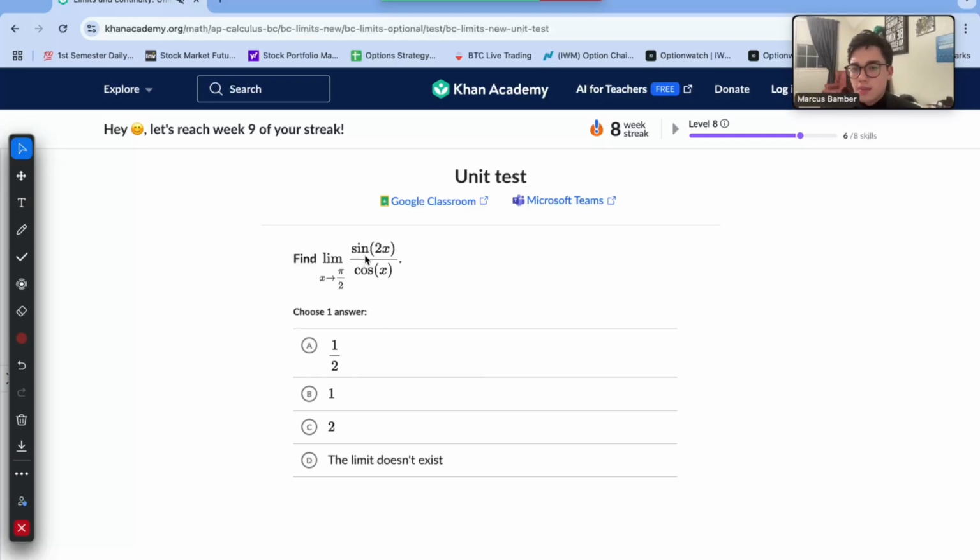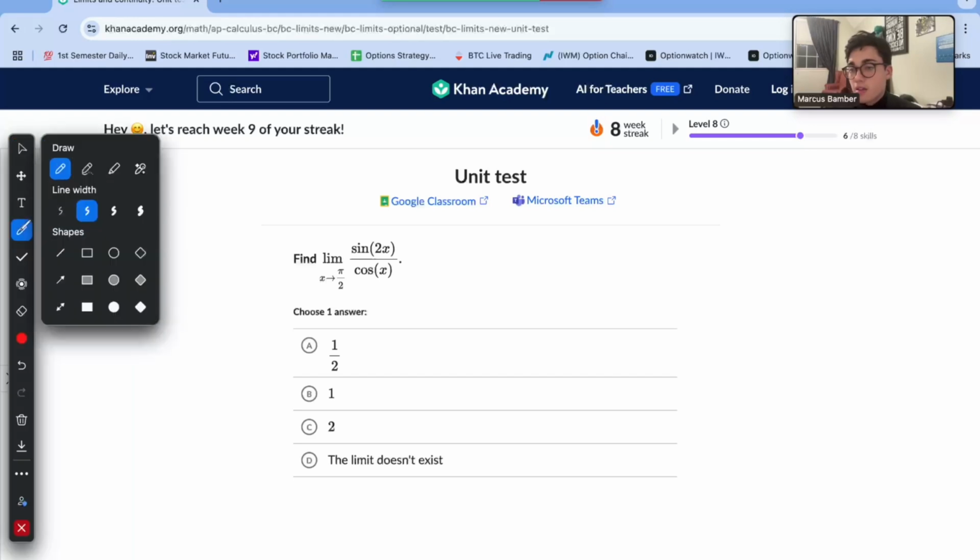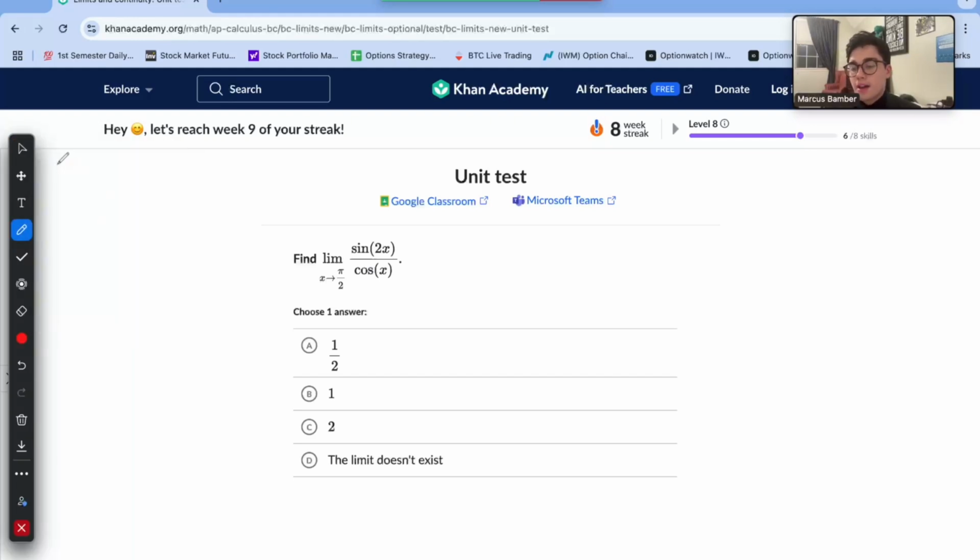Okay, find the limit of sine of 2x divided by cosine of x. Now, with these more complex trigonometric limit expressions, we just need to understand the double angle identities from pre-calculus. If you do not know what those are, I highly recommend refreshing on all of our different trigonometric identities, including our double angle identities, ways to rewrite sine and cosine or the other trigonometric functions into each other, and also Pythagorean identities.